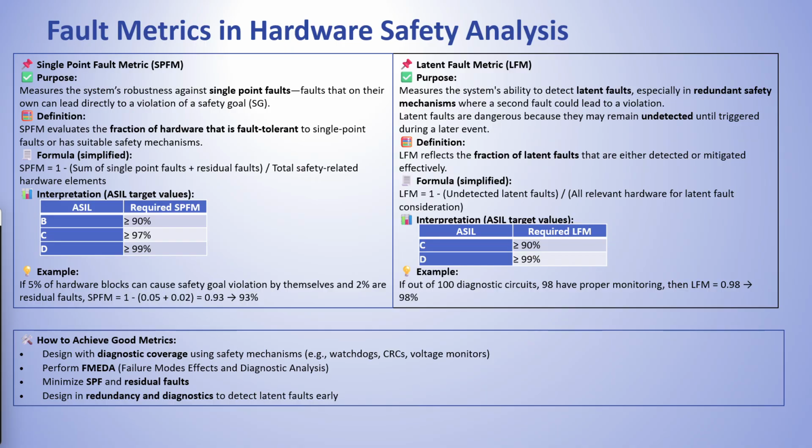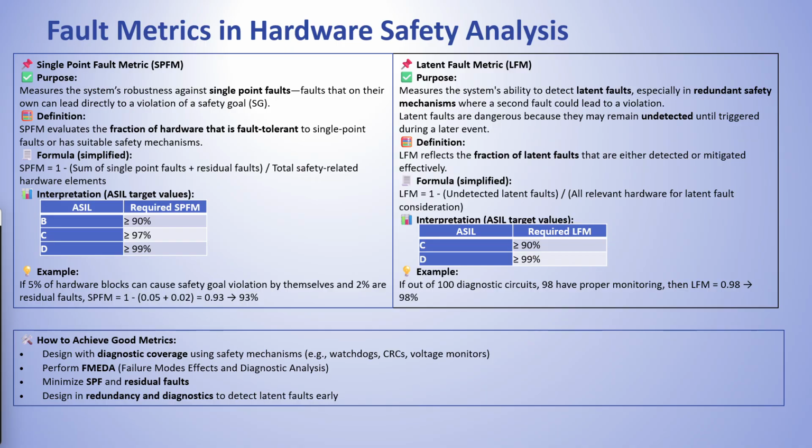Performing a thorough FMEDA is absolutely key, that detailed failure analysis. You also work hard to minimize the possibility of single point faults and residual faults in the first place. And you design in redundancy where needed, plus diagnostics specifically aimed at uncovering those latent faults before they can combine with something else. And the failure rates used in these calculations come from recognized sources like industry standards, maybe SN 29500, or sometimes from analyzing real-world failure data from similar parts in the field.